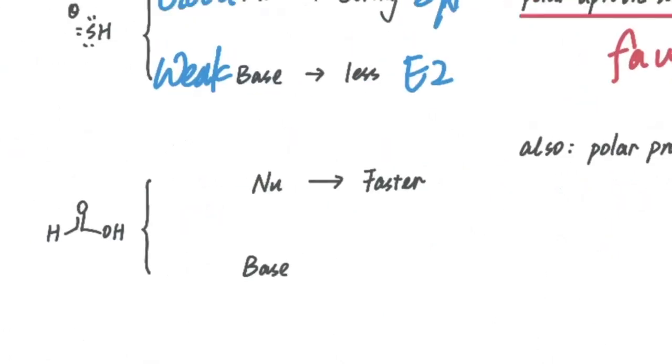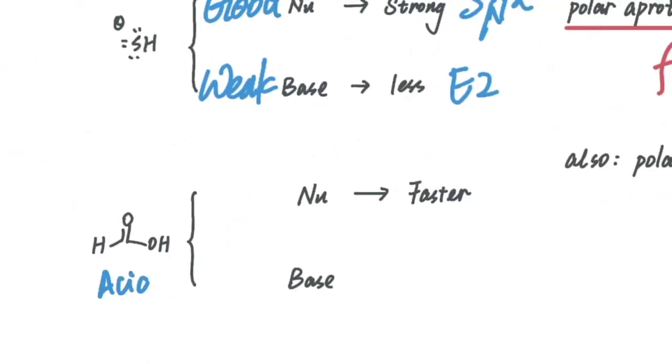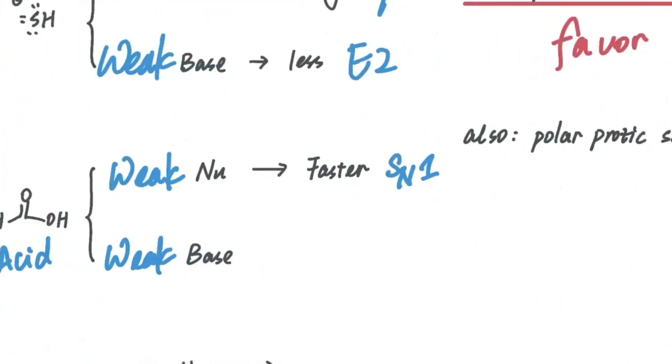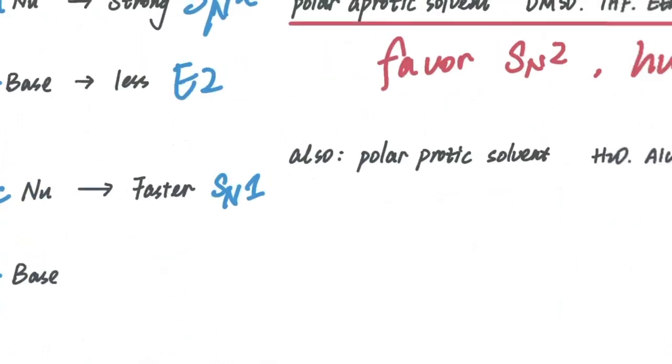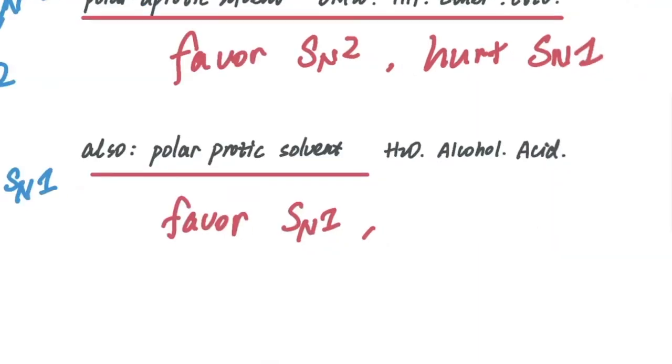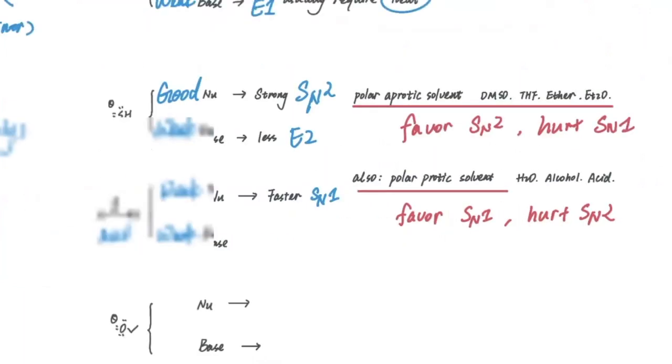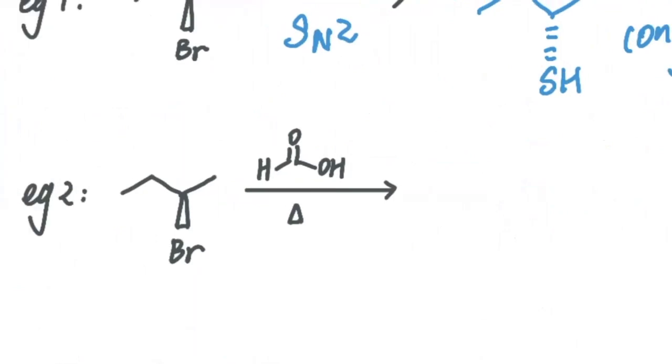Okay, this is an acid. So we know this is going to be a weak base because it's an acid. And this is also a weak nucleophile. But just because substitution is also always faster than elimination, this is going to be SN1. Another reason is because the polar protic solvent favors SN1, hurts SN2. So here we know this one probably is going to be SN1.